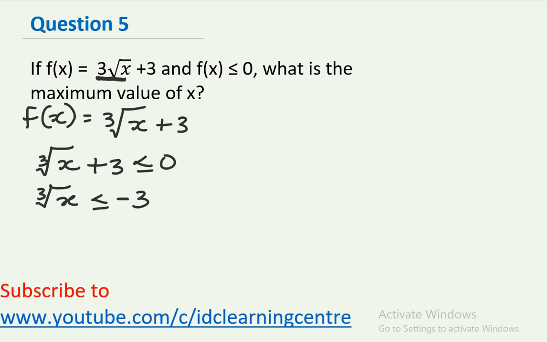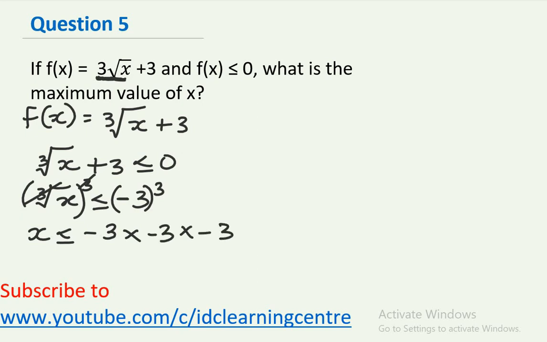We need to find the value of x. To get x, we need to break this cube root by cubing both sides. Also cube this side. So this cube breaks this cube root. x will be less than or equal to minus 3 times minus 3 times minus 3. So x is less than or equal to minus what? 27.